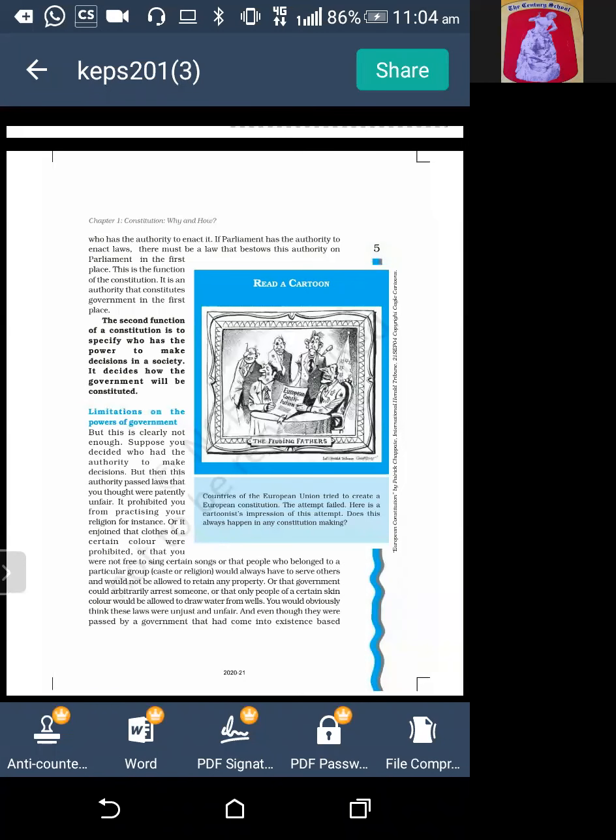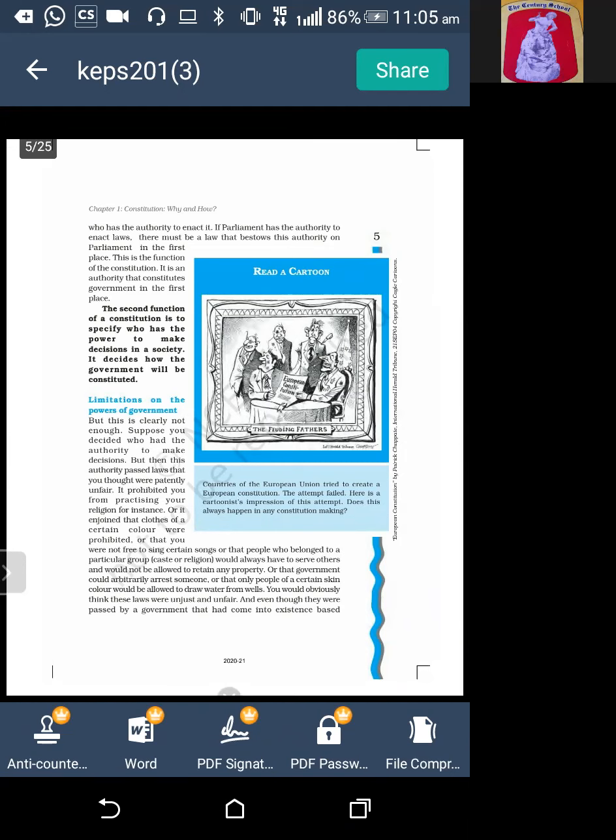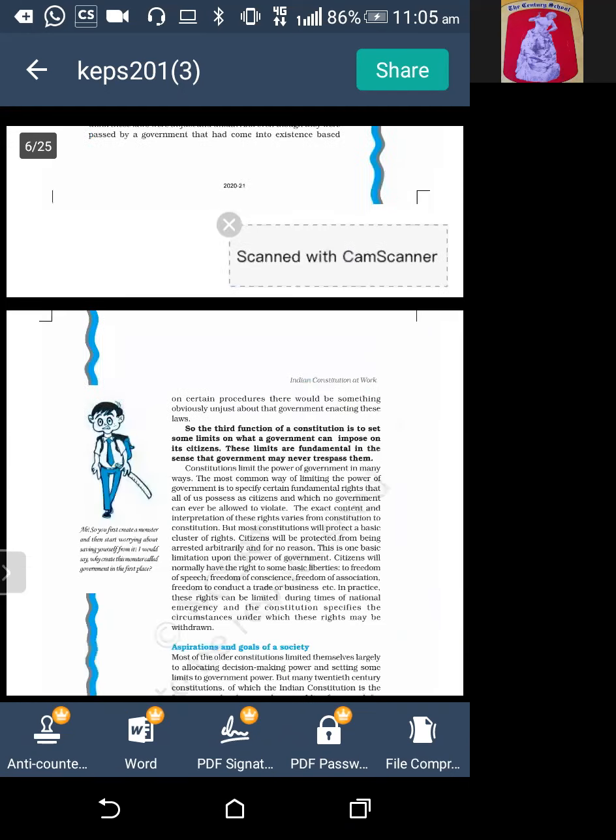The constitution is to specify who has the power to make decisions in society. It decides how the government will be constituted, which I have already done with you. Then my third part was, yeah.